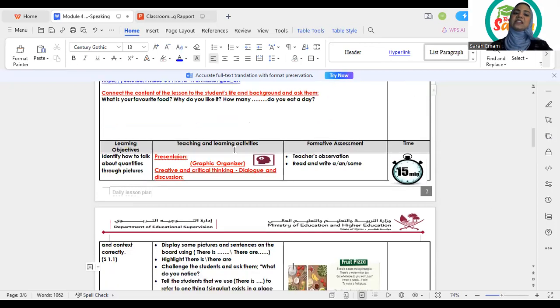The first objective here is to identify how to talk about quantities and qualities through pictures and text and context correctly. So here, the verb identify is something really measurable. I can measure whether the students are able to identify this or that, or not. And I mentioned also the activity that I'm going to use to double check whether they can identify or not. If they really can identify, they would be able to talk about the pictures in the context. And that's how I can identify and measure my objective.